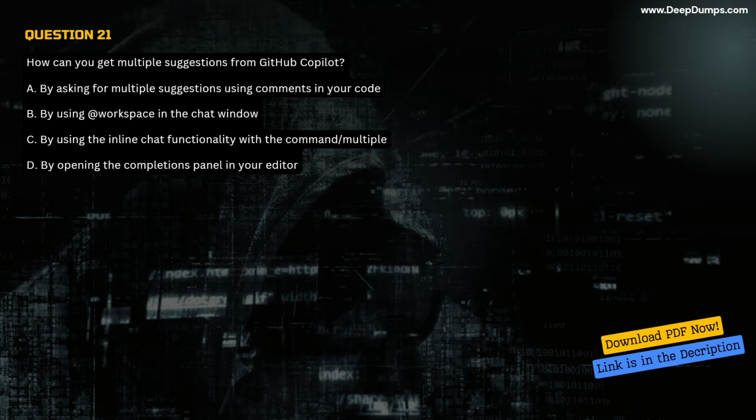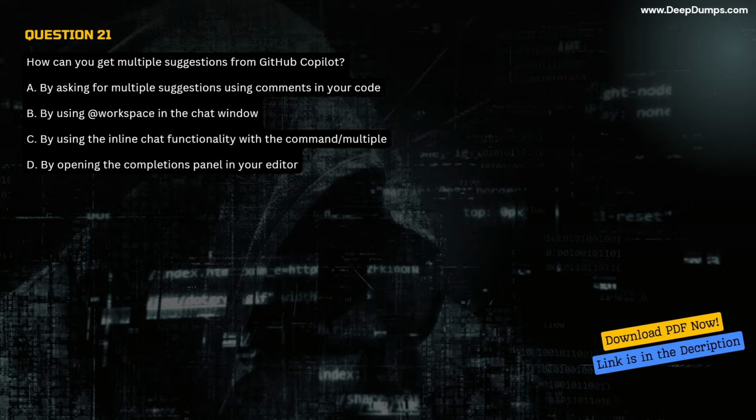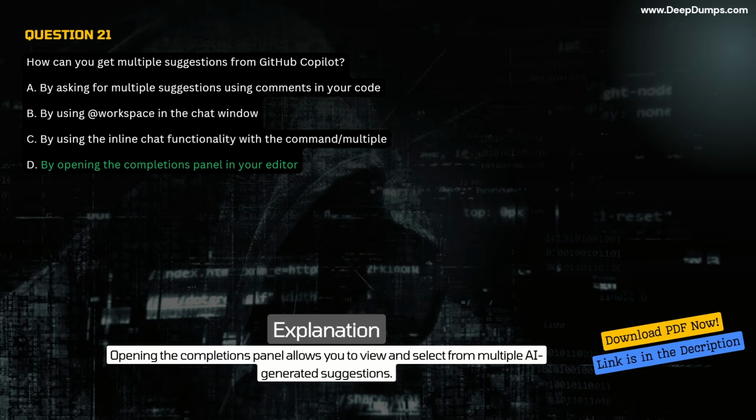Question 21. How can you get multiple suggestions from GitHub Copilot? A. By asking for multiple suggestions using comments in your code. B. By using @workspace in the chat window. C. By using the inline chat functionality with the command /multiple. D. By opening the completions panel in your editor. Correct answer D. By opening the completions panel in your editor. Explanation. Opening the completions panel allows you to view and select from multiple AI-generated suggestions.